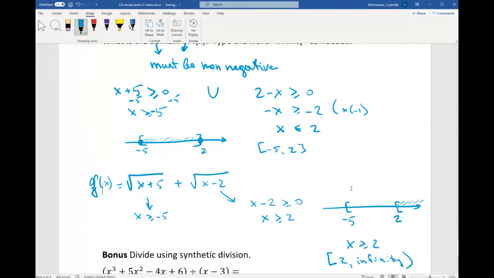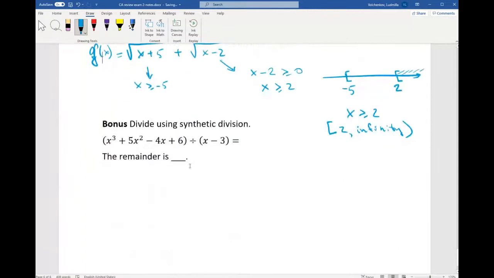Then I will type the word infinity here. Okay, and the last question will help you to omit one question. So if you wouldn't do one of the questions, you can replace it with a synthetic division question and get a score greater than 100 if you want. So you use the synthetic division.